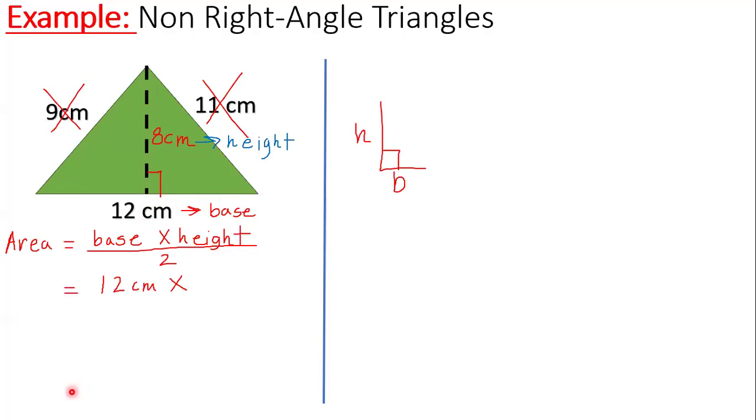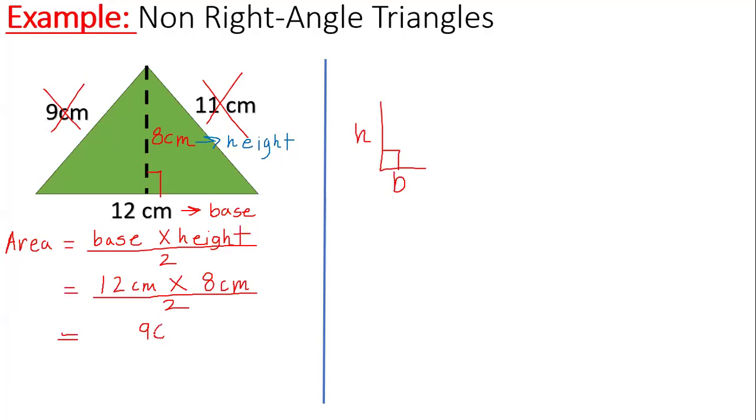So that means that we have 12 times 8 centimeters. What is 12 times 8? 96. That's when you know your times table.